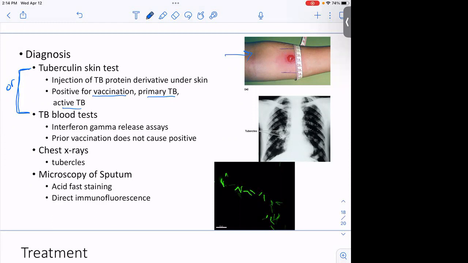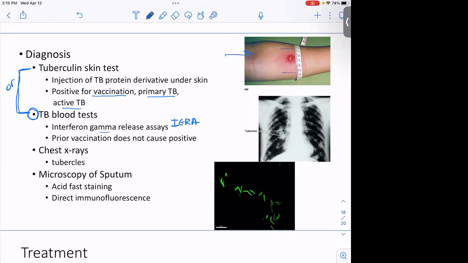That doesn't mean that you have active TB. It means that you've been exposed to it in some form. So it's only the first step. Becoming a little bit maybe more common is a TB blood test, but still I don't think they use it as a normal screening because it is more expensive. This is also referred to as an IGRA blood test. That stands for interferon gamma release assay.